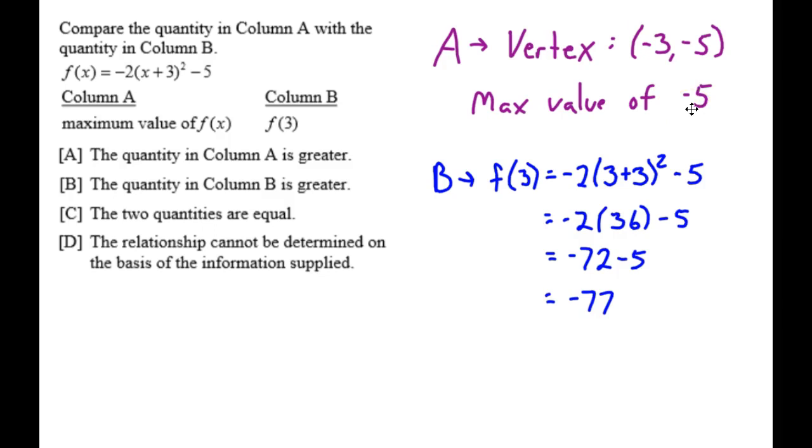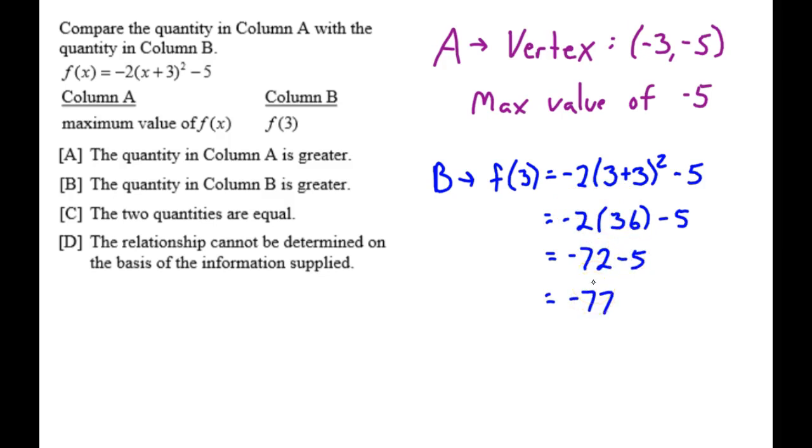Now we go to column B, which tells us to find f of 3, the value of the function when x is 3. So I simply plug 3 in for my x value. 3 plus 3 is 6. 6 squared is 36. 36 times -2 is -72. -72 minus 5 is -77.